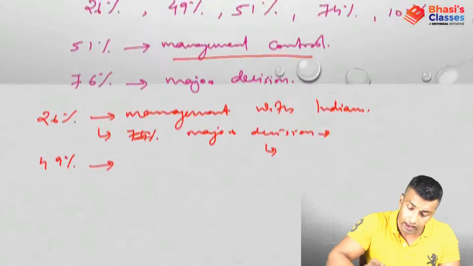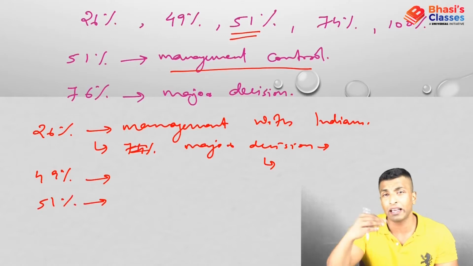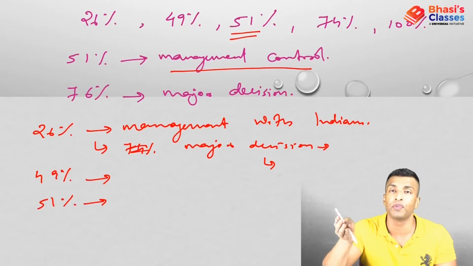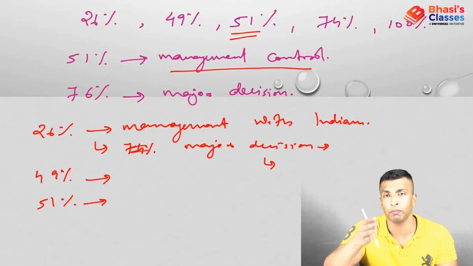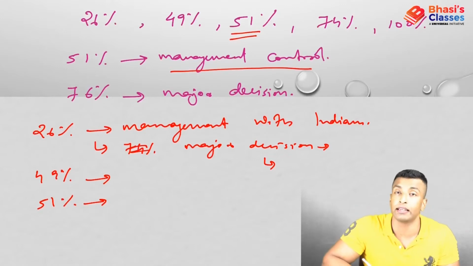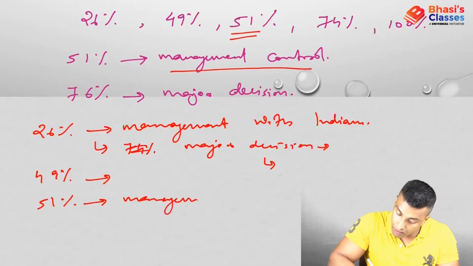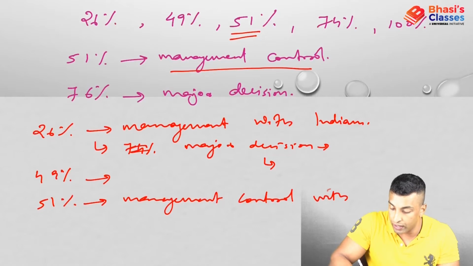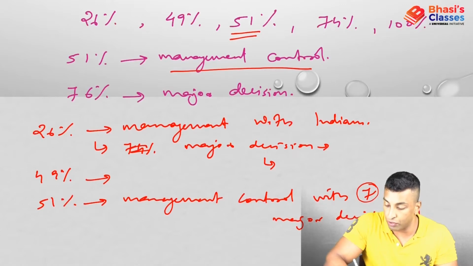Now what about the third ceiling? If you are allowing 51%, you are basically giving the management control to them. So if 51% is the foreign investment, the FDI, it means they have the management control, but for major decisions they need the support of Indians. Okay, so management control is with the foreigner, and for major decisions you need the support of Indians.